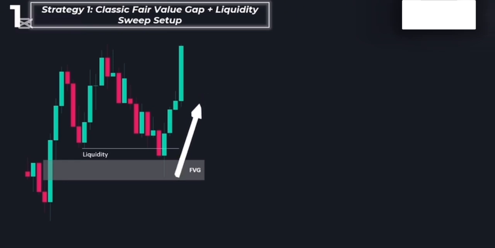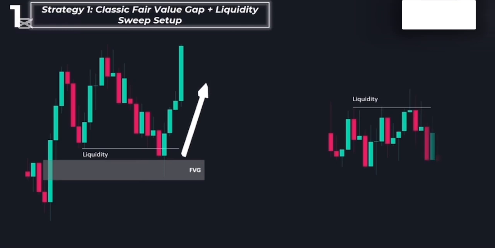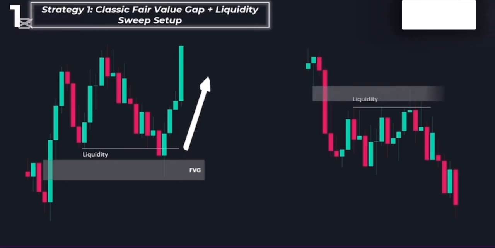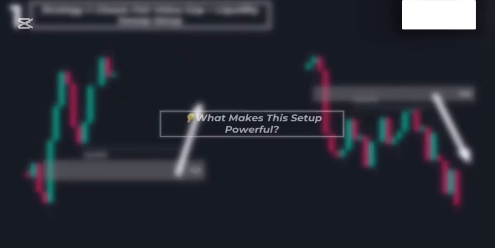Similarly, in a bearish scenario, the setup occurs when price sweeps buy-side liquidity, like the highs of a key supply zone or a group of highs, and then taps into a bearish classic fair value gap. In both cases, the core element is that liquidity is swept immediately before the gap is filled, which creates a strong reaction zone for the price. What makes this setup powerful?